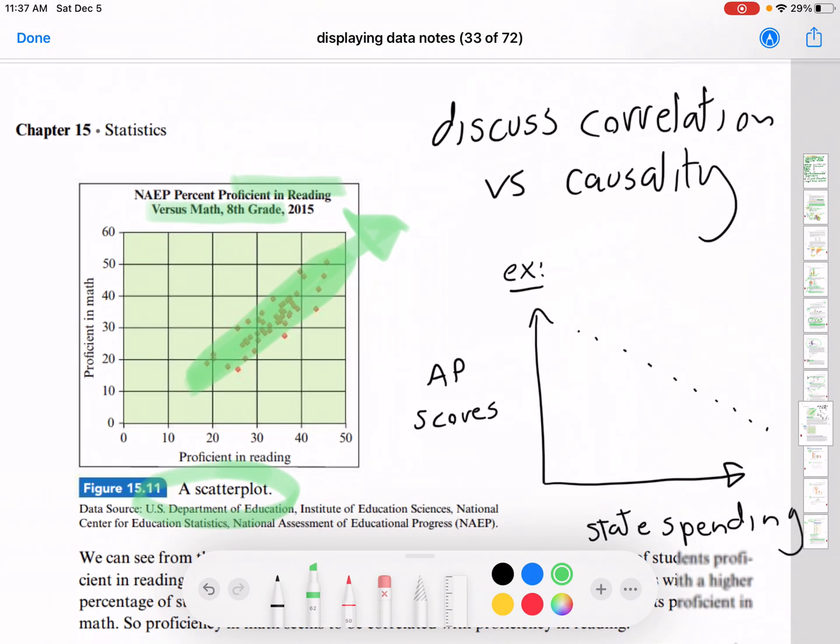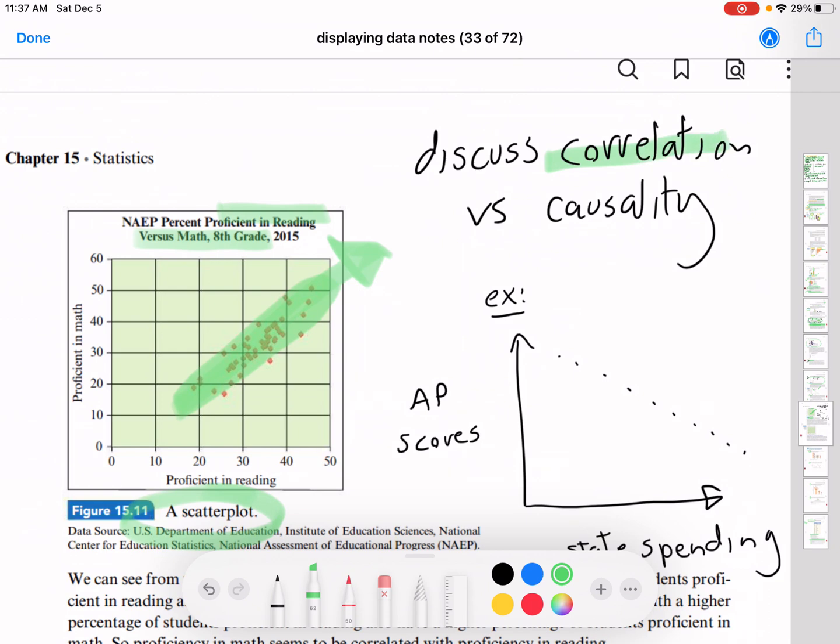And so this shows correlation, which says as scores in reading go this direction, scores in math go this direction, or vice versa. As math scores go this direction, reading scores tend to go this direction. The data is correlated together. That is not the same as causality or causation. That does not mean if you increase reading scores, that will by default automatically increase math scores.